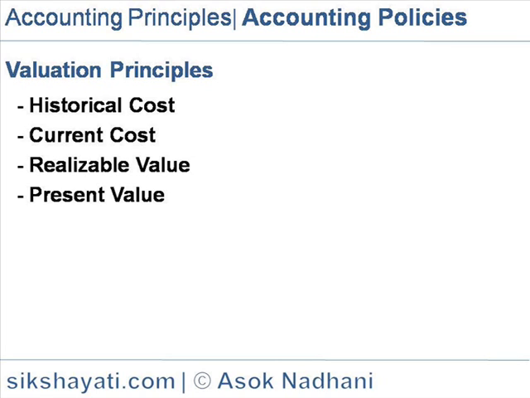Examples, at the discount rate of 10%, present value of rupees 1 after 1 year will be 1 by 1 plus 0.1, that is 0.909. After 2 years it will be 1 by 1 plus 0.1 square, which is equal to 0.826, and so on. So a liability of 10,000 is payable after 2 years. Its present value is rupees 10,000 into 0.826, which is equal to 8,260.